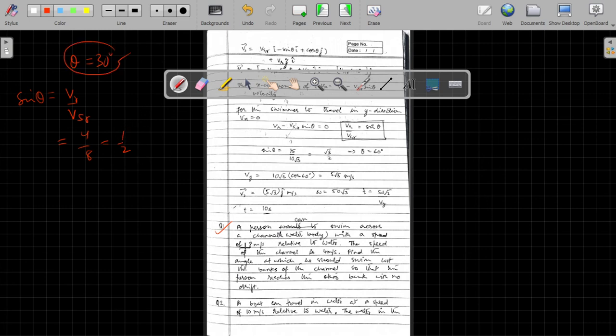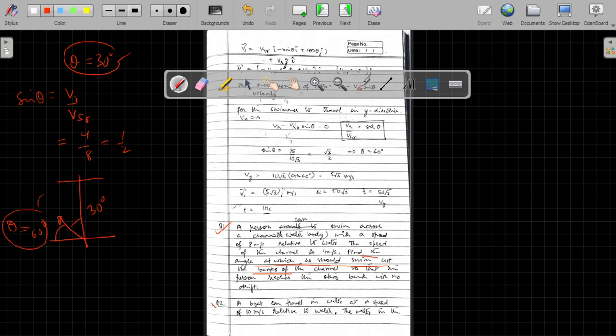So he should swim at an angle of 30 degree, and we have to find the angle at which he should swim with respect to the banks, right? So we have to swim at an angle of 30 degree with respect to the width of the river. So with the banks I would be making an angle of 60 degree.